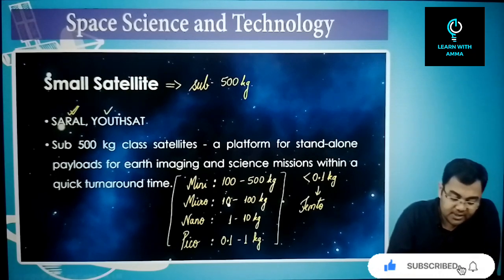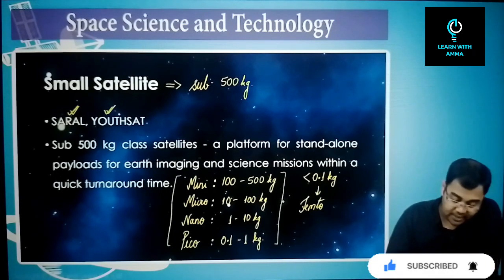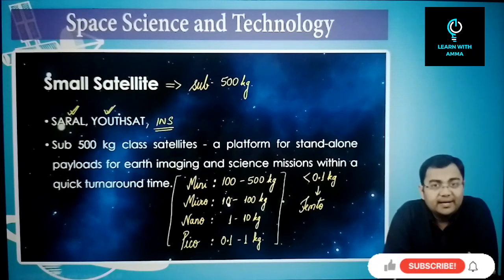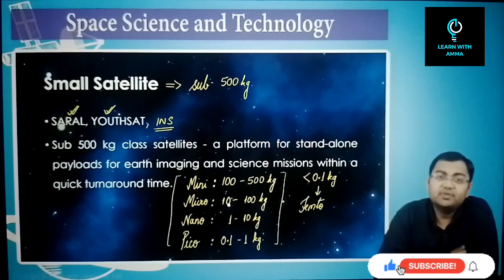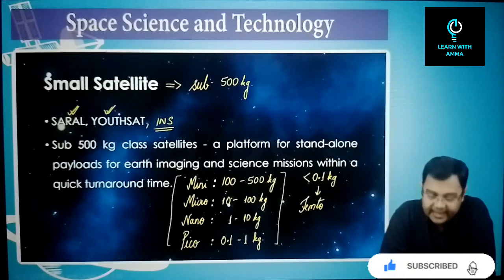Now, examples in India that we have are satellites like Saral or YouthSat. Even INS we discussed can also come in here. So all these are small satellites, and that's why there is a completely different set of ways in which we are defining them.